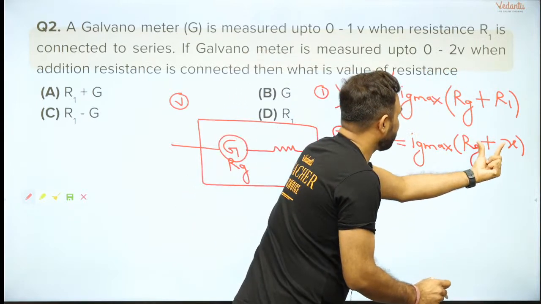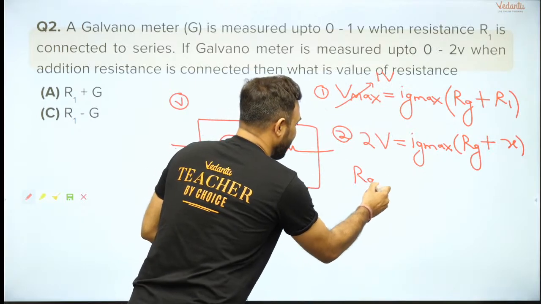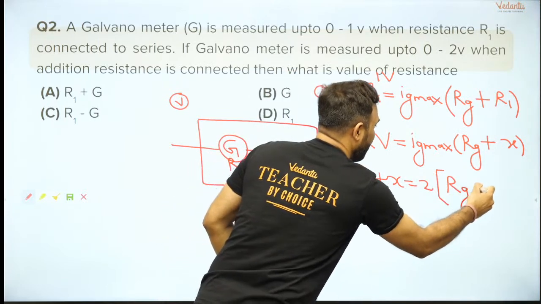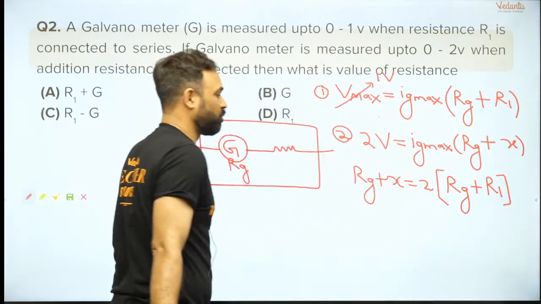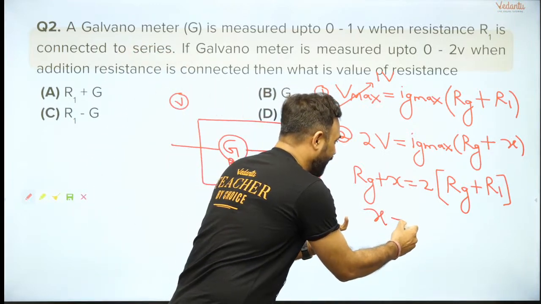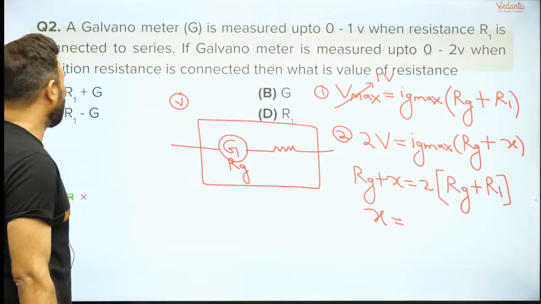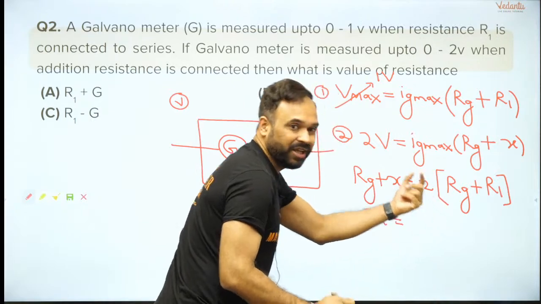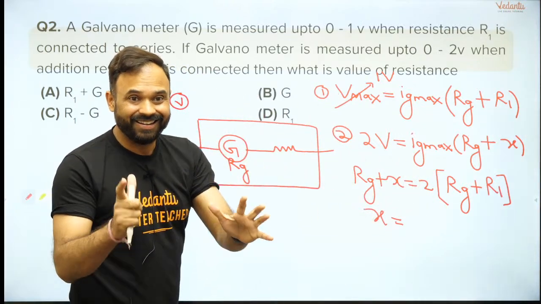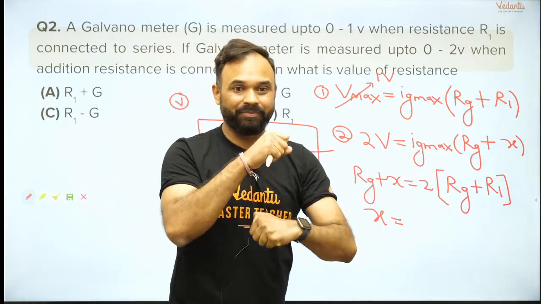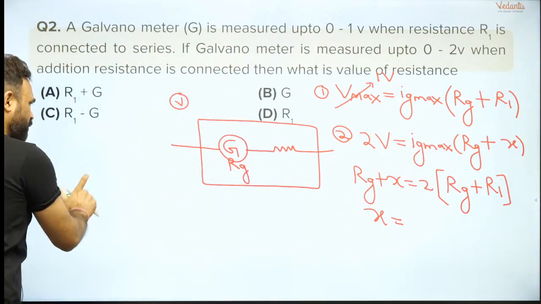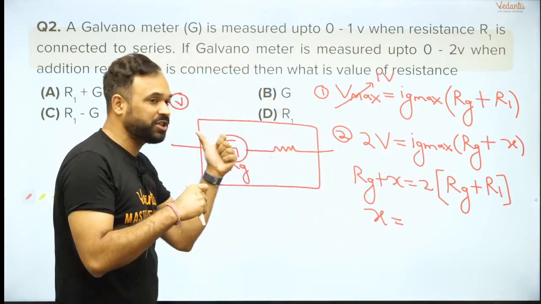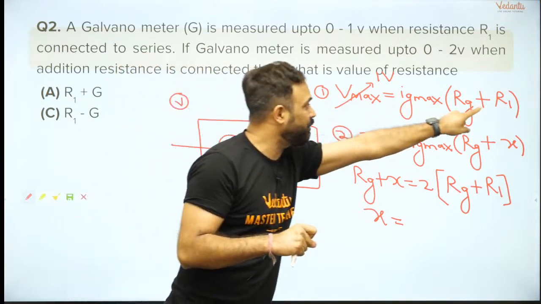Now take the ratio. LHS has become twice, so RHS will also become twice. Ig max is same, so this box should become twice, right? So Rg plus X should be equal to twice of the upper box, which is Rg plus R1, and now you are through with it. The value of X can be written as Rg plus 2R1. You can see it will be written as 2Rg minus Rg, that is Rg plus 2R1, right? So that is how you can solve the problem. So you'll get the answer.